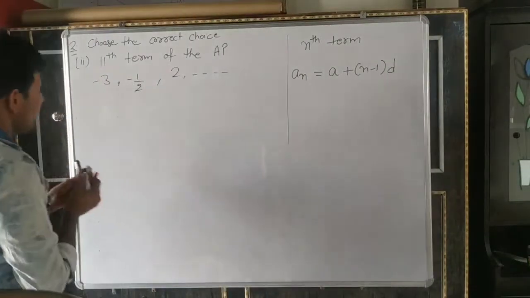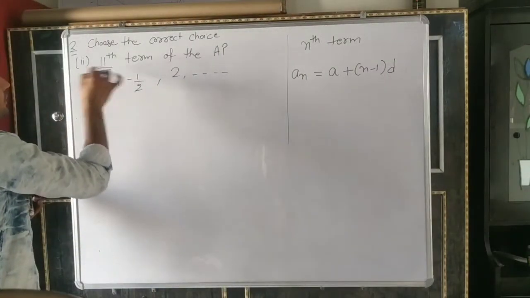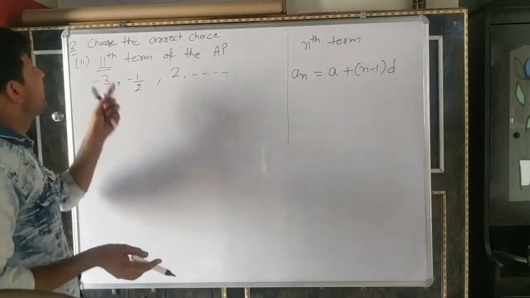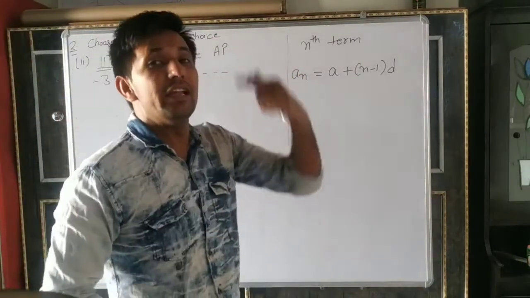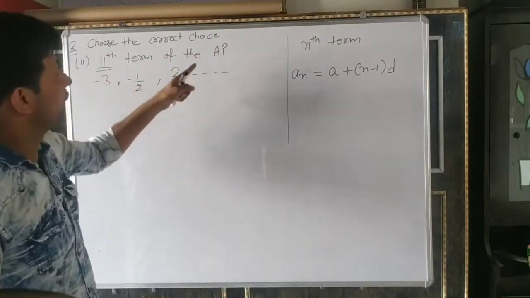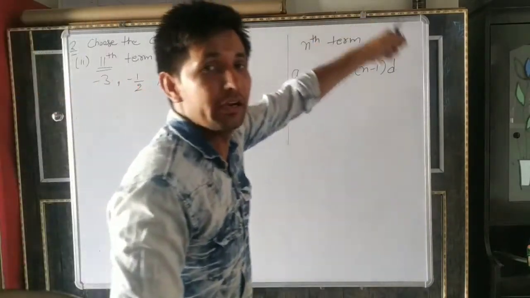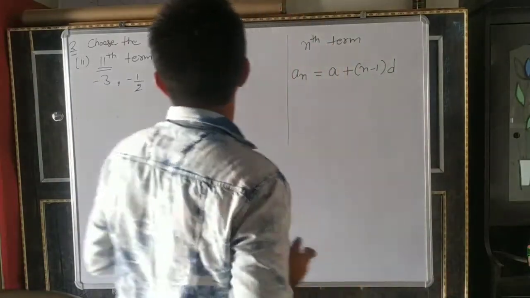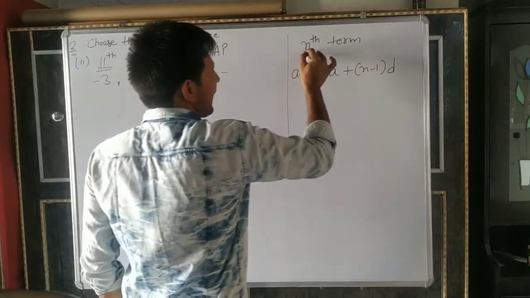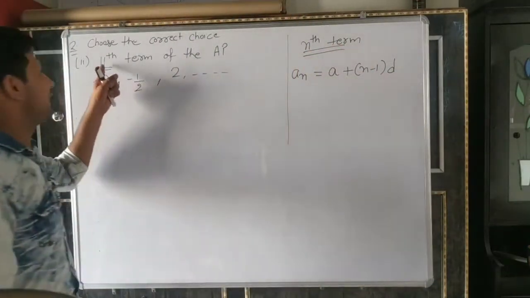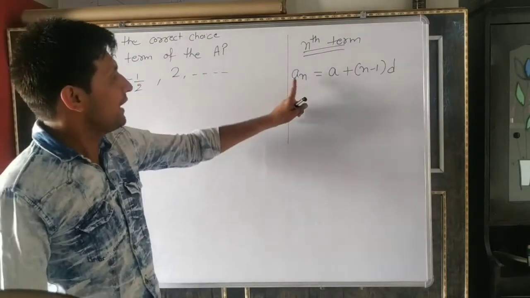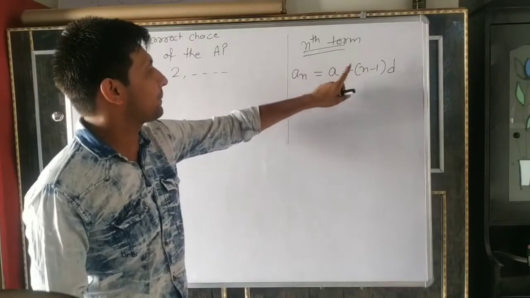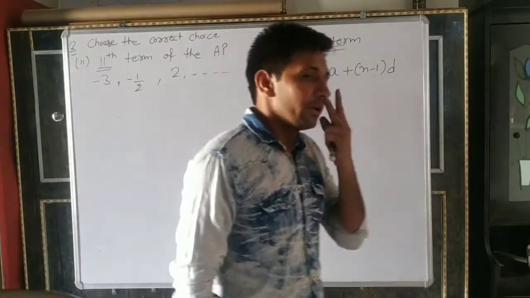Everyone knows we want to find the 11th term of the AP. 11th term means what number will come at the 11th position: 1, 2, 3, 4, 5, 6, 7, 8, 9, 10, 11, like this. So it is the nth term. In place of n, how much is it? 11. So the nth term formula is an equal to a plus n minus 1 into d.